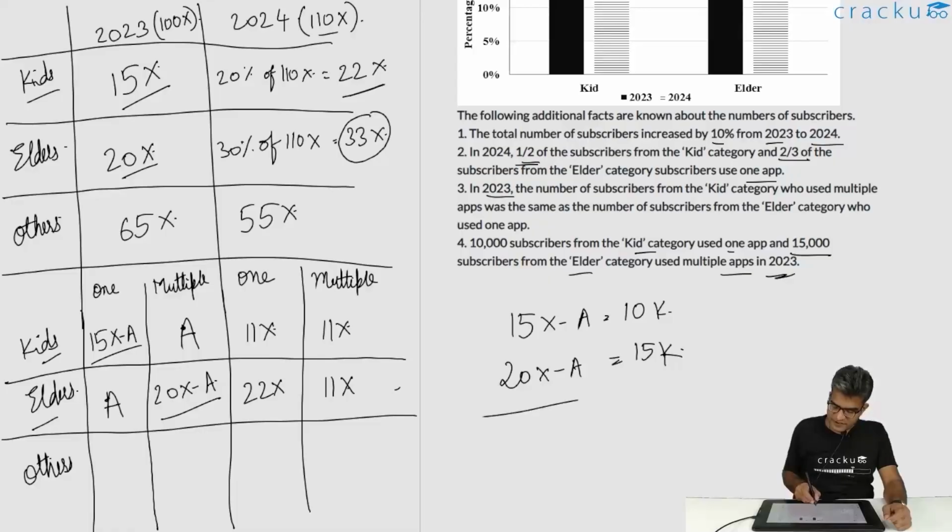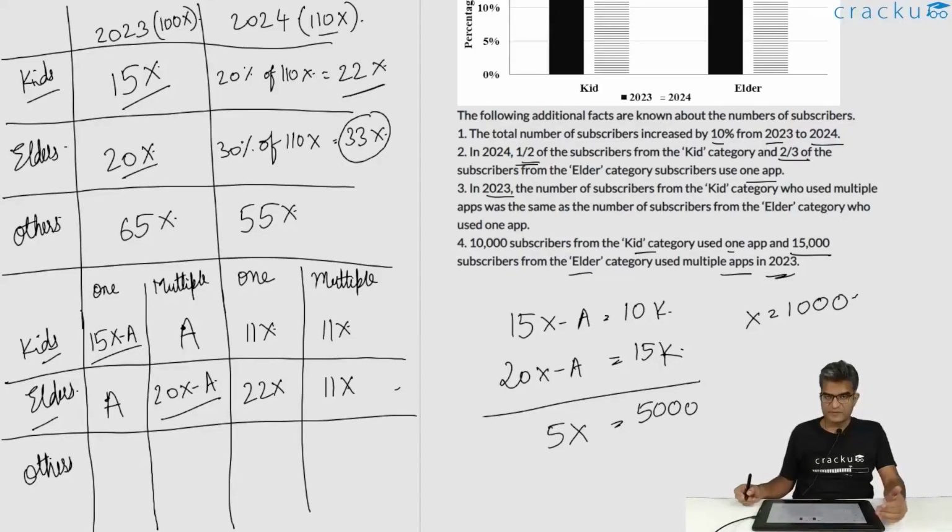We can subtract one from the other. The left hand side, if you subtract, you're going to get 5x is equal to 5,000, or the value of x is 1,000. This would imply that the value of A has to be equal to 5,000.